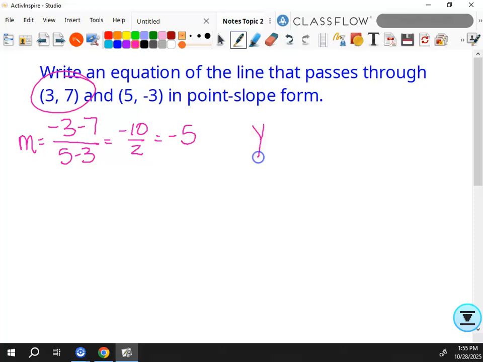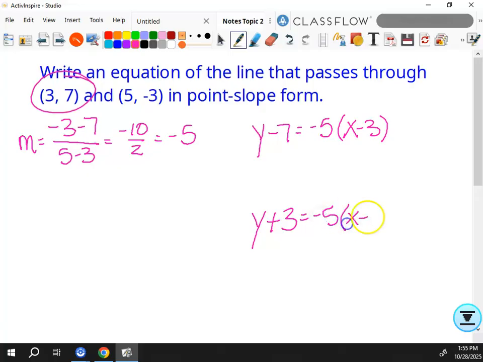So we would either have y minus 7 equals negative 5 times x minus 3, or I'd have y plus 3 equals negative 5 times x minus 5, right? Either one of them is 100% fine. We all good with that?